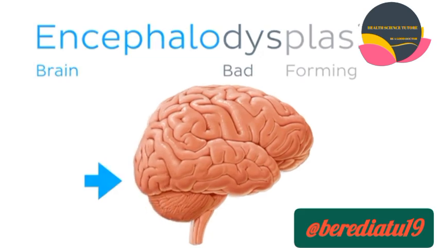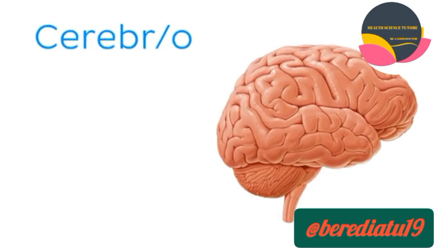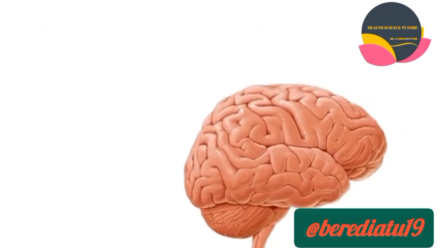Moving on from all things encephalo, let's take a look at the more obvious root word, cerebre, or cerebro with the O at the end. This, of course, comes from the word cerebrum. However, it is still used to refer to the brain as a whole. An easy example would be cerebrospinal, pertaining to the brain and spinal cord.